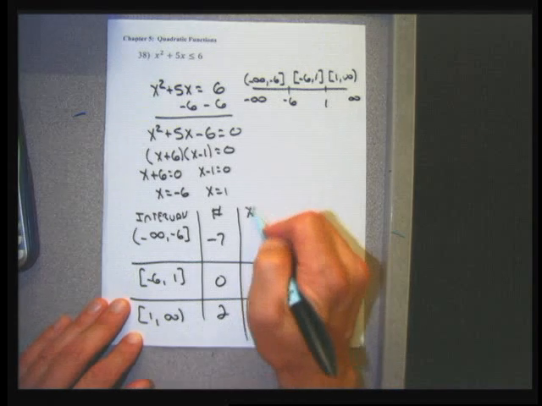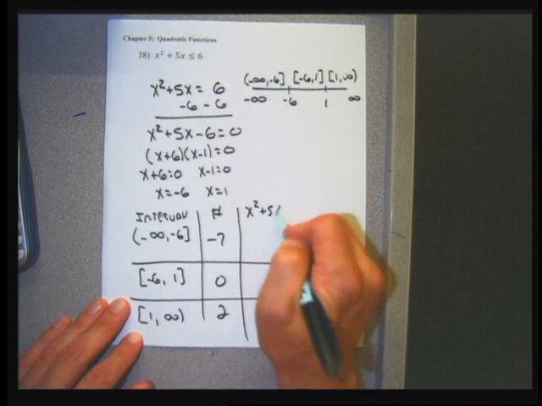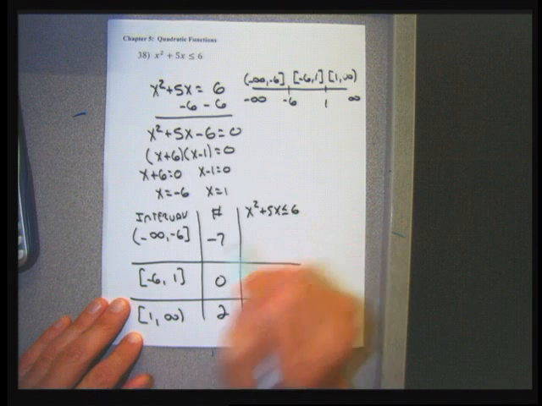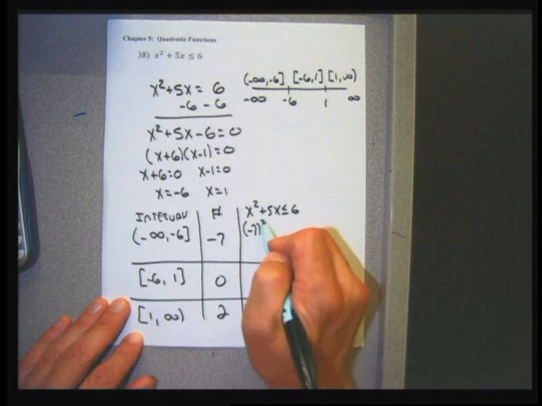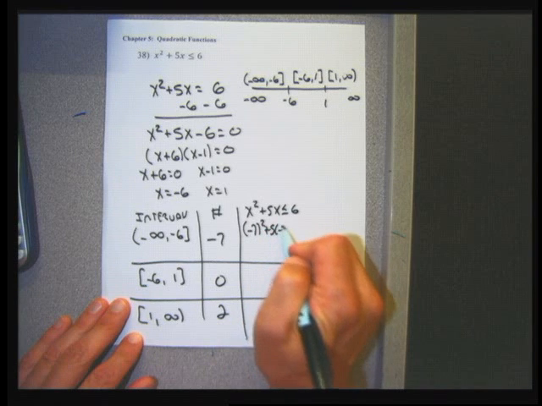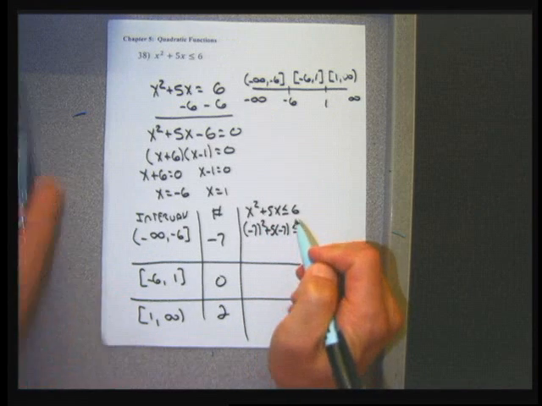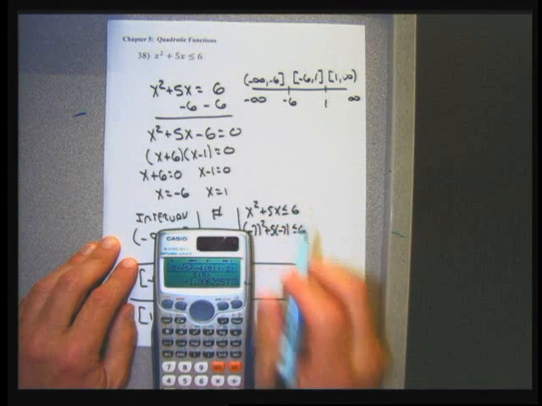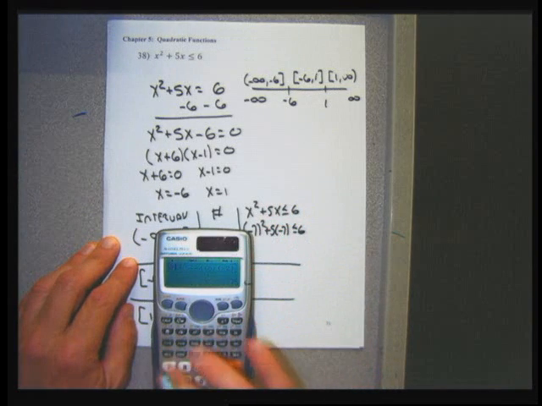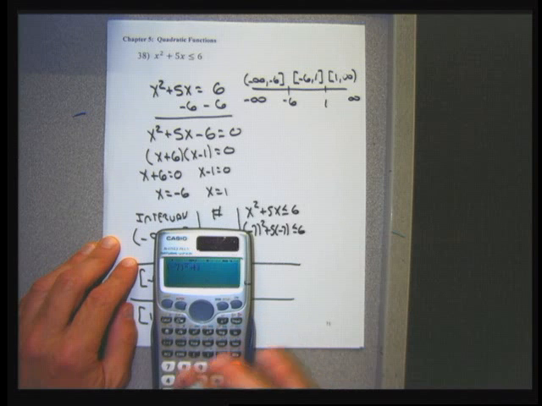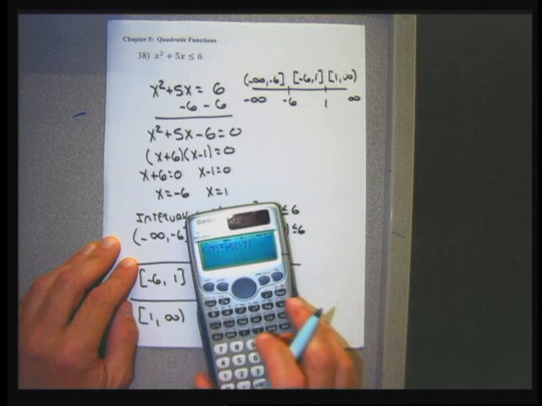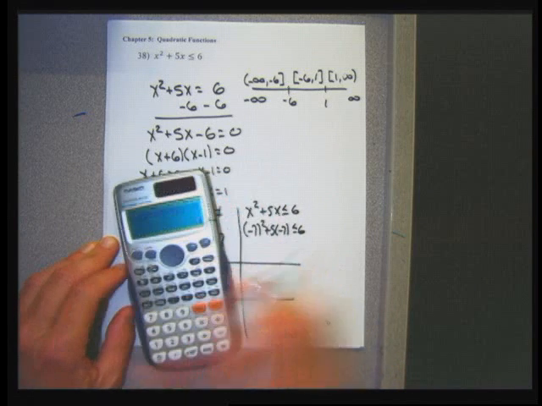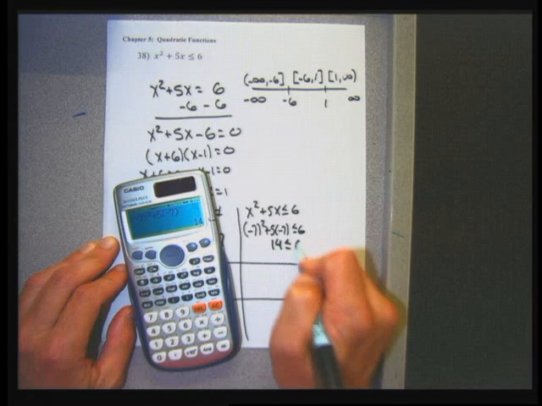Now I'm going to check to see if x squared plus 5x is less than or equal to 6. That's the original problem. So the first one I'm going to go is negative 7 squared plus 5 times negative 7 less than or equal to 6. Calculator time. So parentheses negative 7 squared plus 5 times negative 7. And you get, not that you can see that, but you get 14 is less than or equal to 6.